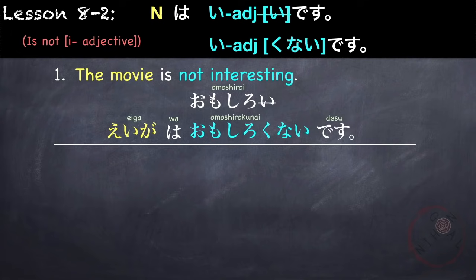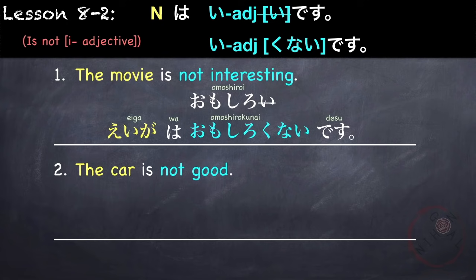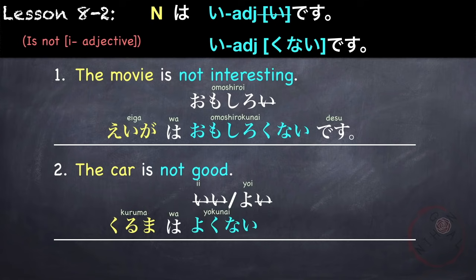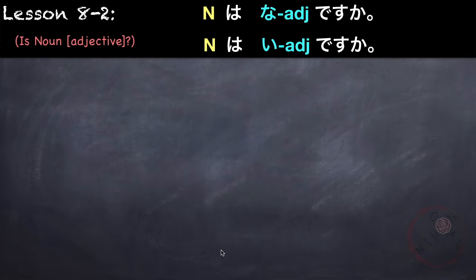Eiga wa omoshirokunai desu. Another example, the car is not good. Car is 車。車は good is いい or 良い。But for the negative of good, we use 良い and we replace い with くない。So it becomes 良くないです。車は良くないです。Next, how to ask is noun, adjective, or N は adjective ですか?